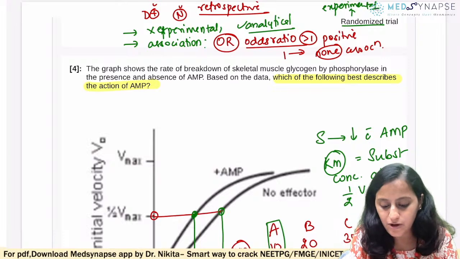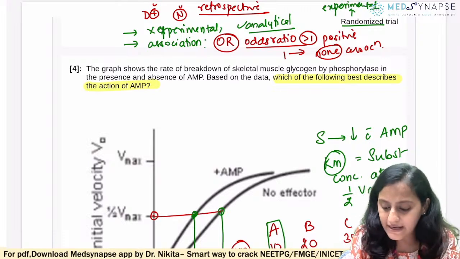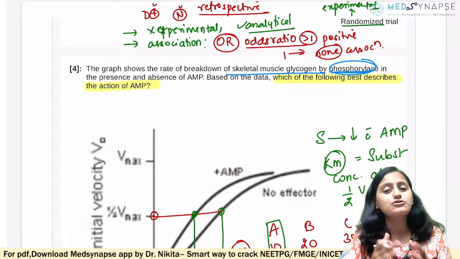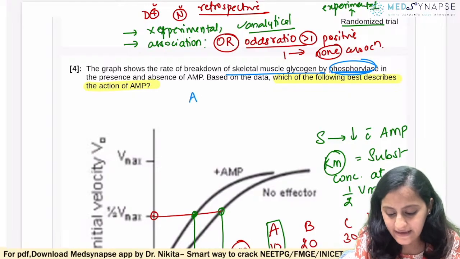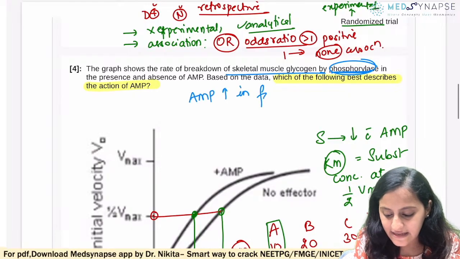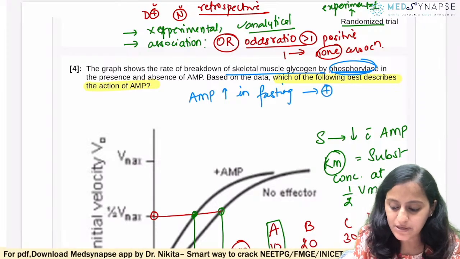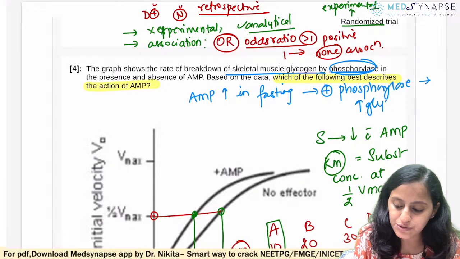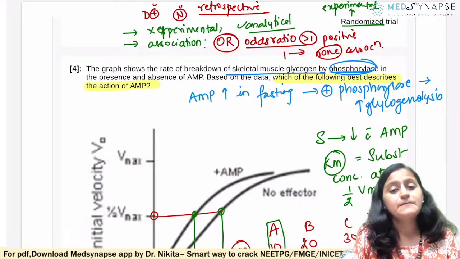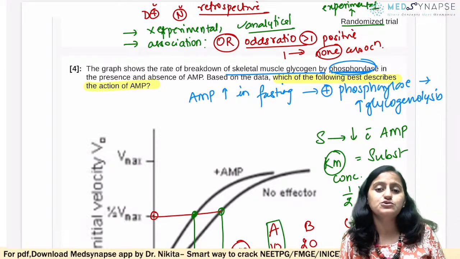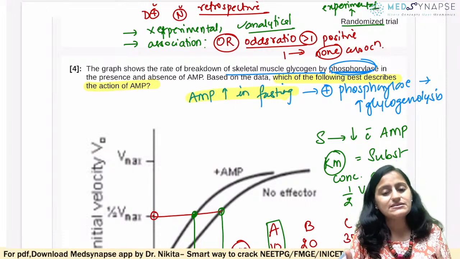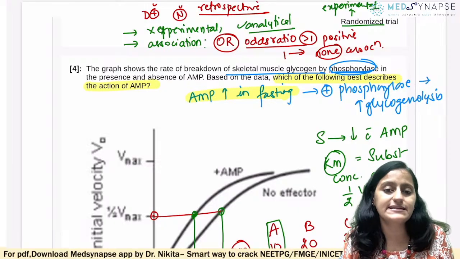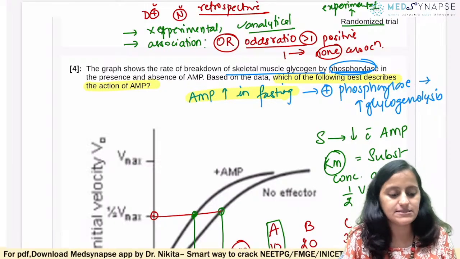The breakdown of skeletal muscle glycogen by phosphorylase. You know that glycogen phosphorylase breaks down glycogen. So if you connect the dots, understand that AMP basically increases in fasting, and that is how it is stimulating the glycogen phosphorylase, so that there is increased glycogenolysis during fasting, because we are not eating from outside, so the glycogen stores from the body are utilized. So remember that AMP is something which increases in fasting, activating the phosphorylase enzyme, increasing the glycogenolysis. Is this clear with everyone?